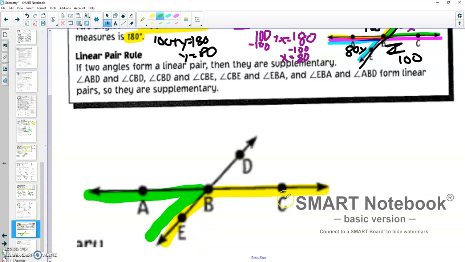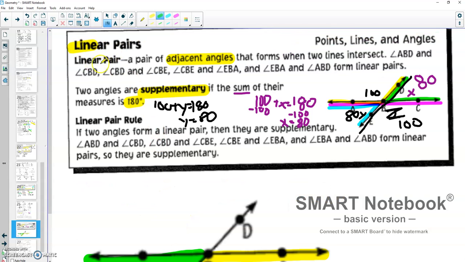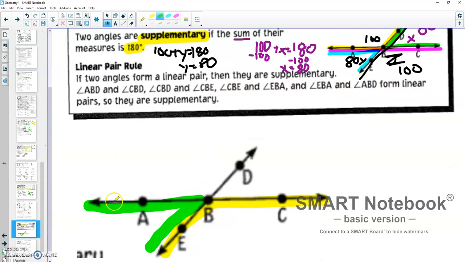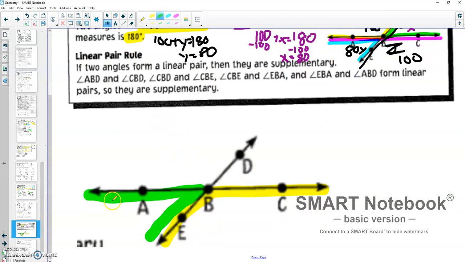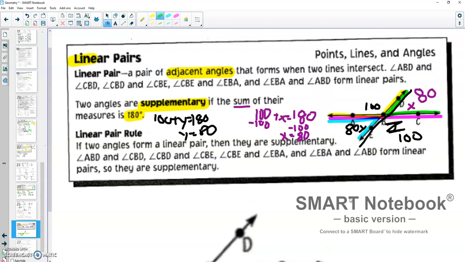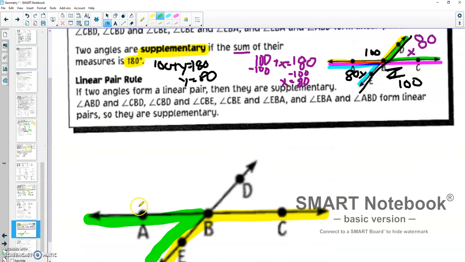ABE, EBC. Those two make a straight line, just like right here. A linear pair, they're next to each other, that make a straight line. That's important. We call this supplementary. So green and yellow are supplementary. Okay? And the idea is, if you know one of these angles, you can actually find all of the angles.